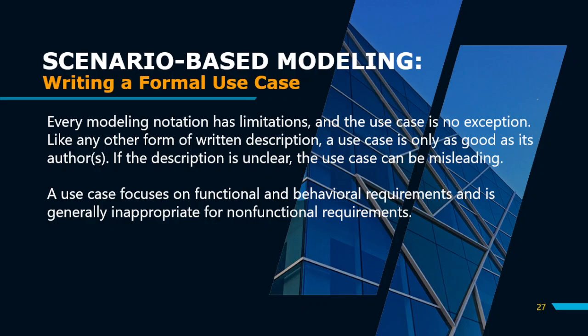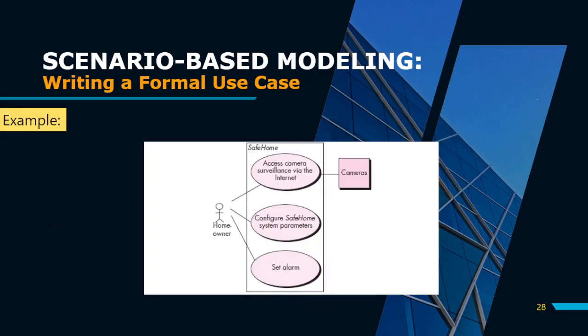For the example which we have discussed, the home surveillance system, the requirements would be put into the use case like this. The homeowner will access the camera surveillance via the internet, and can configure the safe home system parameters, and can set the alarm when going away from home. Another one is cameras, where the actor or external entity is the camera. This is how you can write the use case for whatever system you are going to build, based on use case scenario-based modeling.